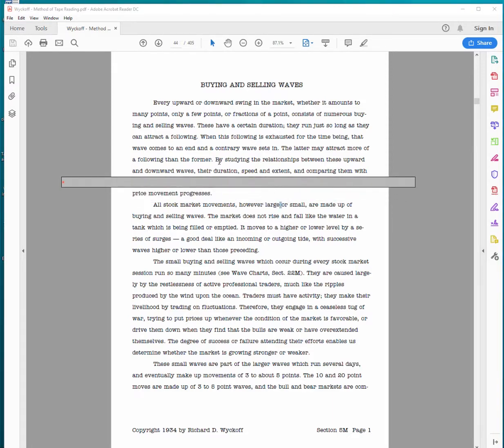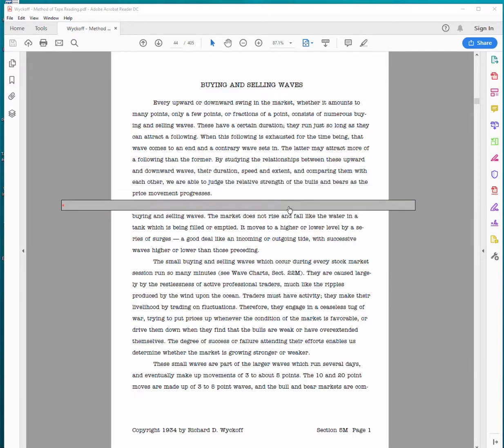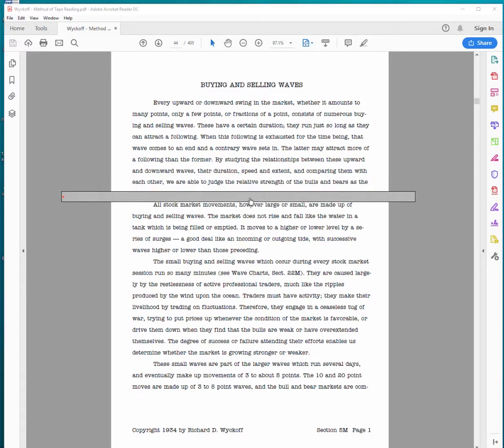So he's observing it from duration, speed, and extent, which is time, price change relative to time, and price change being extent. And comparing this with each other. So what you're doing is you're using these 3 factors and comparing them on the upswings and the downswings.